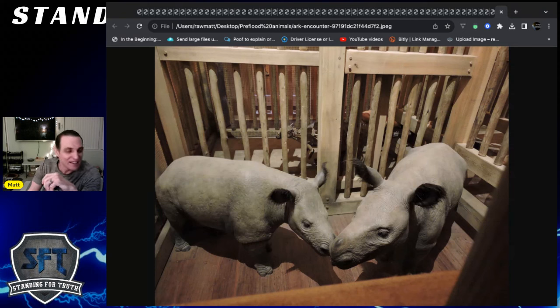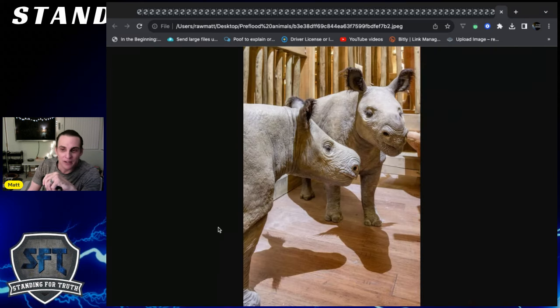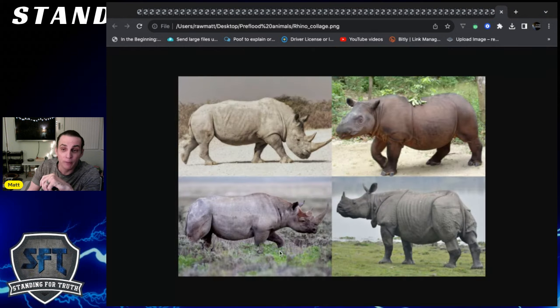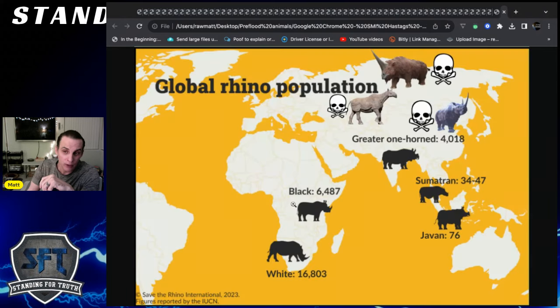Anyway, this species, here's another picture from the Ark Encounter. A very young rhinoceros. You don't even see they have their horn yet. But there's only four living species of rhinoceros today. But that doesn't mean that there weren't more in the past. We can look inside the family and we find three additional ones, even others, maybe, that are now extinct.